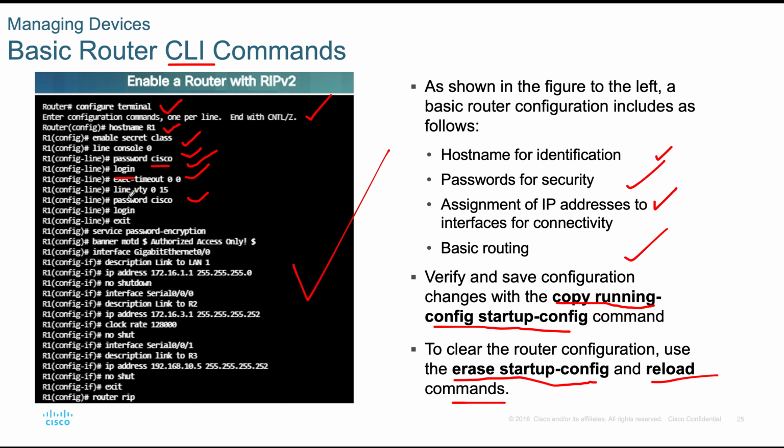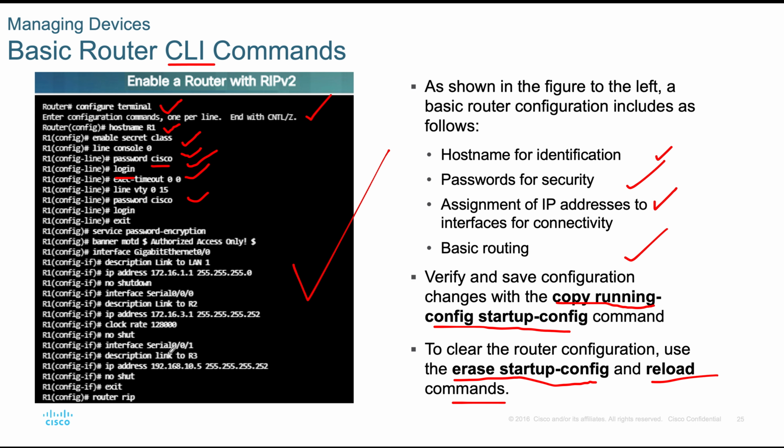Router 1 config line hashtag line vty 0 to 15. Router 1 config line hashtag password is Cisco. Router 1 config line hashtag login. Router 1 config hashtag exit.